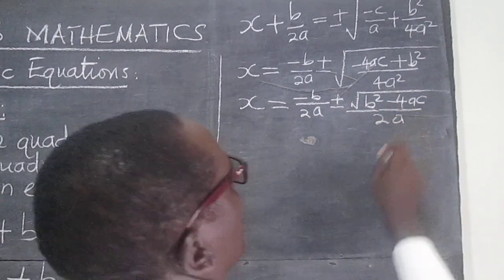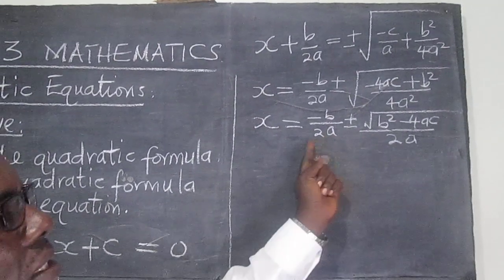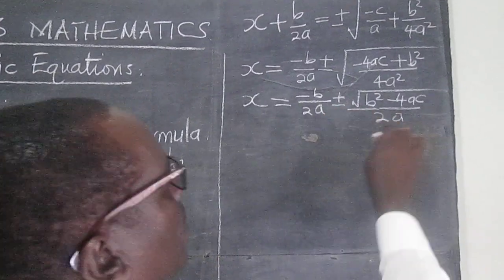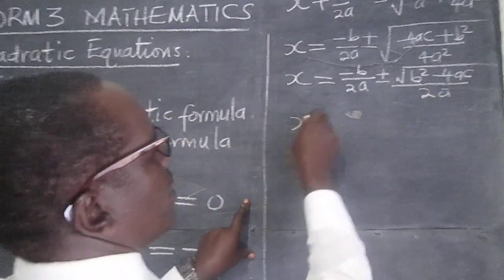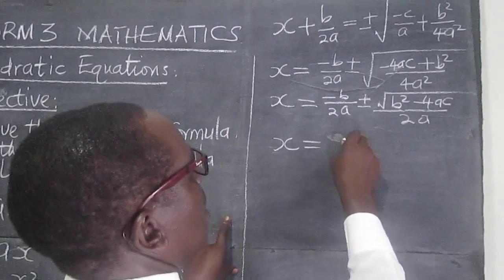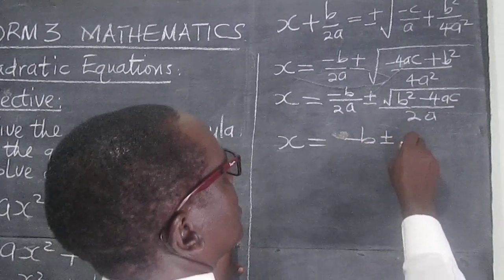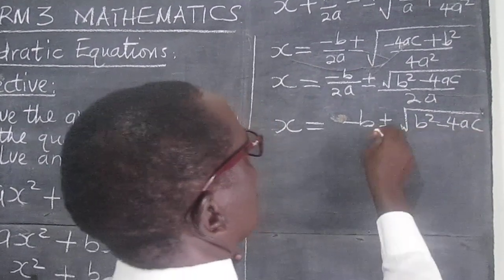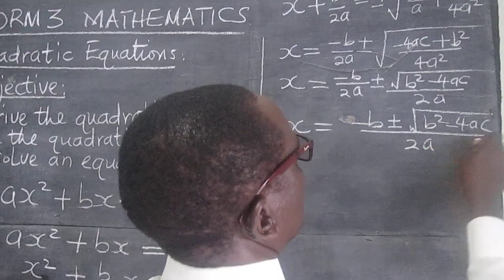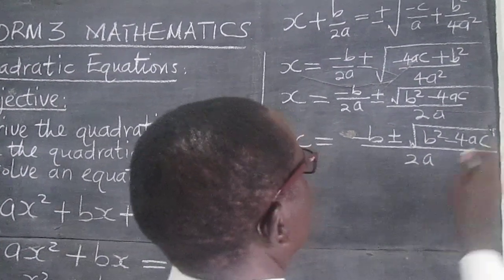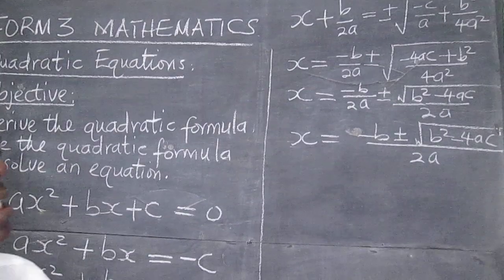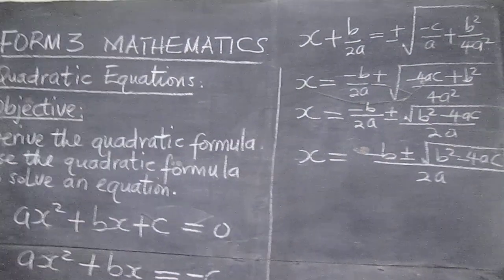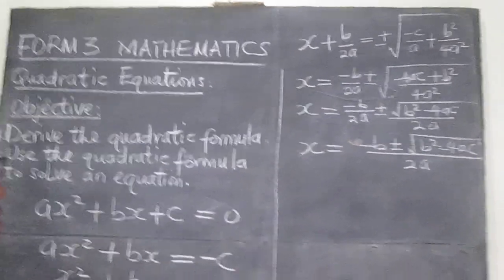And because now the 2a is common here, we can write the formula over 2a, all of it. And that gives us x equals minus b plus or minus the square root of b squared minus 4ac, all over 2a. And there we have the quadratic formula, the formula that we use to solve quadratic equations.